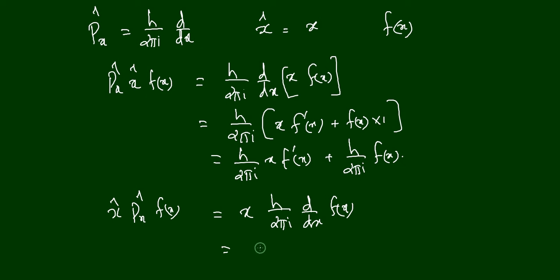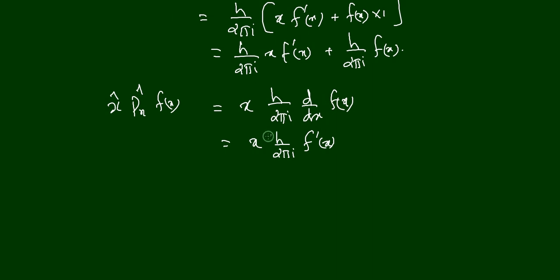So we get x into h divided by 2 pi i d by dx of f(x). What is d by dx of f(x)? f'(x), right? So we have obtained another function, h by 2 pi i f'(x), and that is to be operated with the second function, that is x. That is a multiplication operator. So what do we get? h by 2 pi i. Multiplication operator means you just multiply this with the function. So h by 2 pi i x f'(x), that is the result, right?